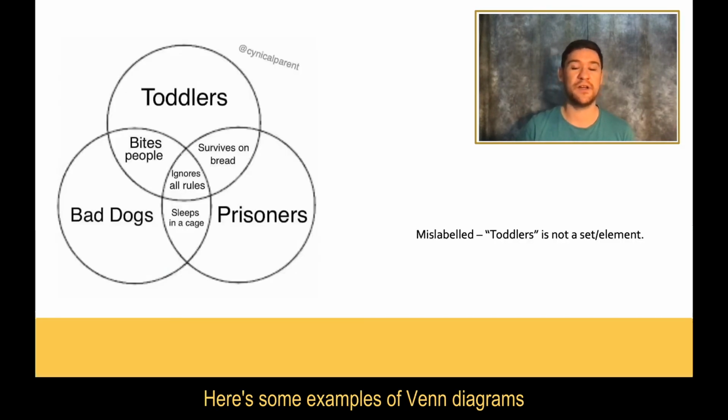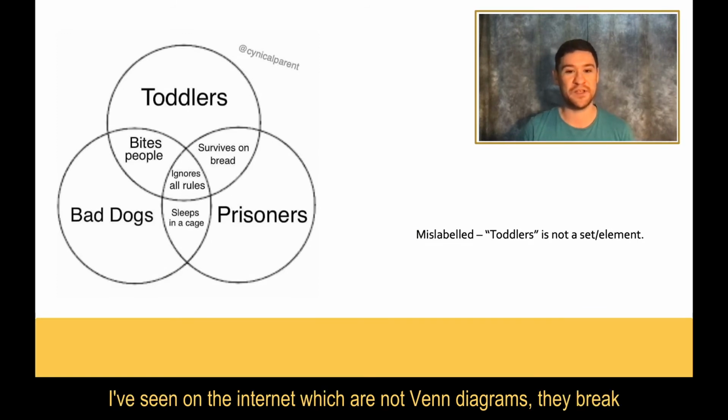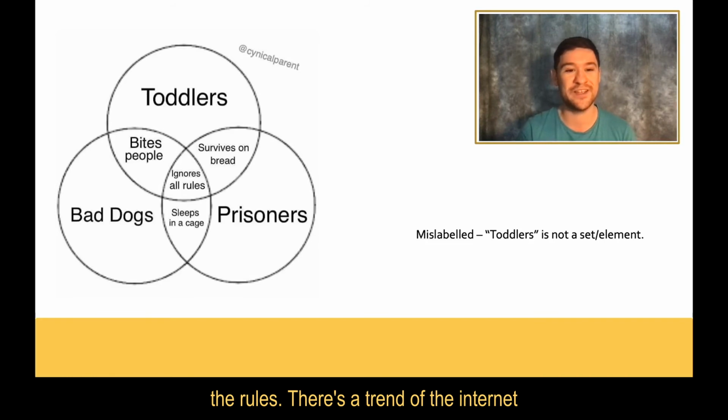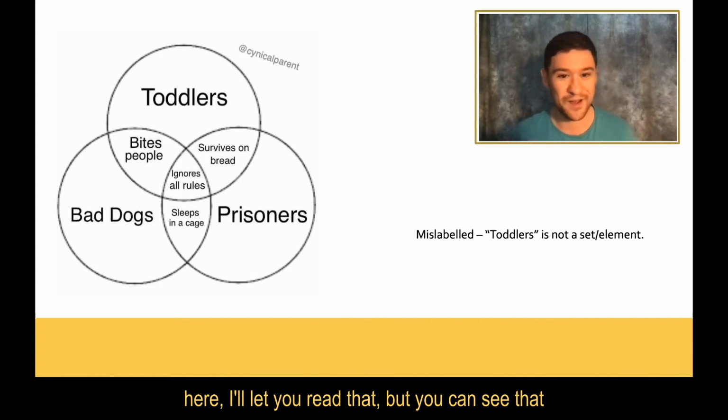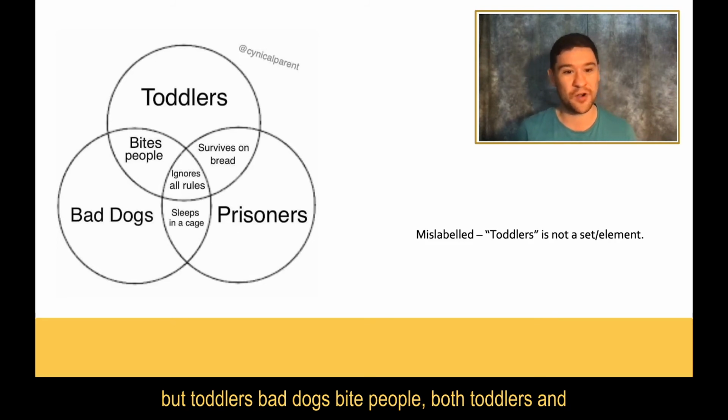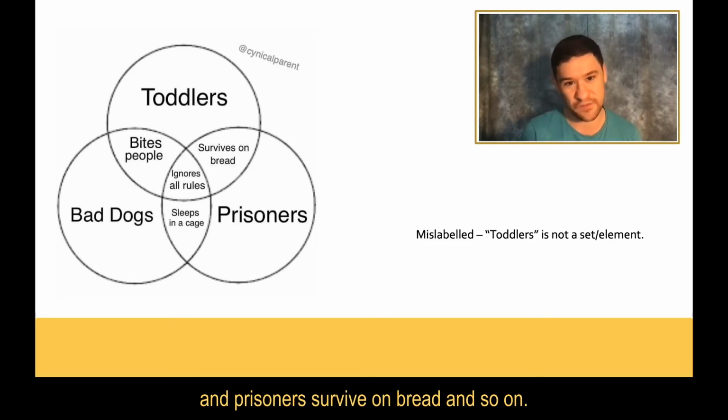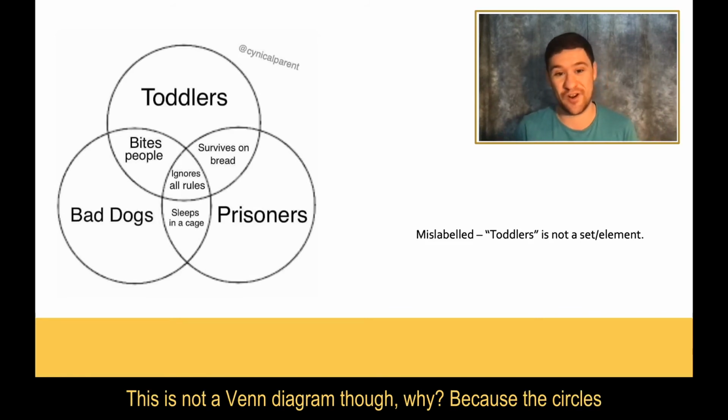Here's some examples of Venn diagrams I've seen on the internet which are not Venn diagrams. They break the rules. There's a trend on the internet of having humorous Venn diagrams. So for example here, I'll let you read that, but you can see that what this is trying to say is that both toddlers and bad dogs bite people, both toddlers and prisoners survive on bread, and so on. This is not a Venn diagram though.